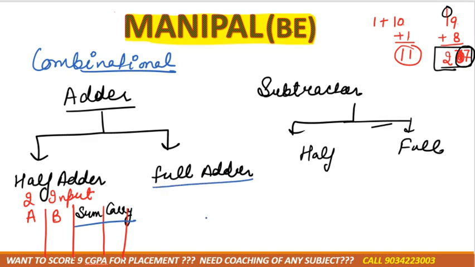Similarly, in the full adder, we'll have three inputs: A, B and C, they are the three inputs. Then in the output, we'll have two things again, sum and carry. Any doubt up to here? Tell me.